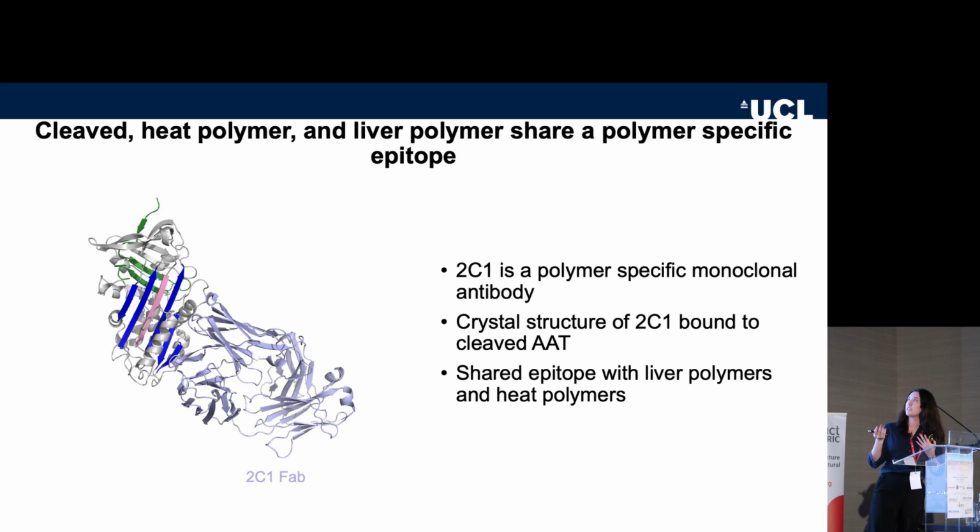The reason we're so interested in cleaved antitrypsin is that it is a bit more characterized than what we have for our polymers, so we can use what we know about the cleaved structure to inform us on the polymer structure. We also have a toolkit of monoclonal antibodies. One of them is polymer-specific, and it can recognize polymers derived from the liver of patients, anything that's been heat perturbed, and cleaved antitrypsin. Given this shared epitope of cleaved antitrypsin and the polymers, it's been a hypothesis that there must be some structural similarities between the cleaved and the polymers, but this is the first actual confirmation we've had of that.